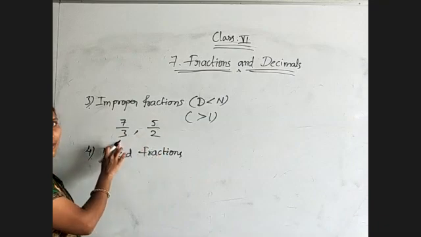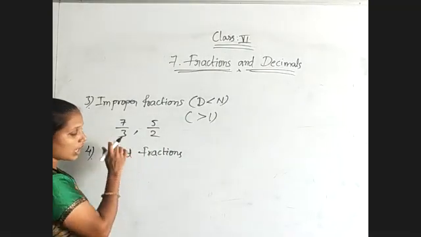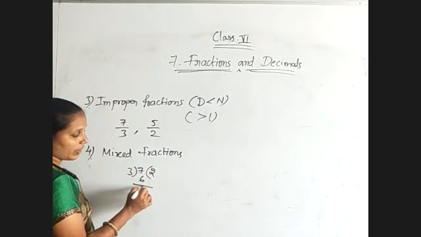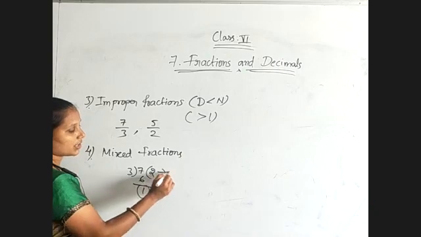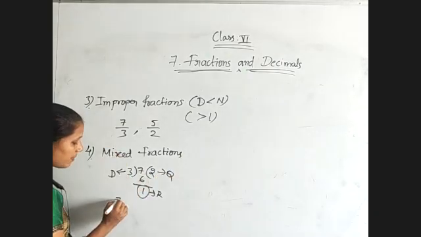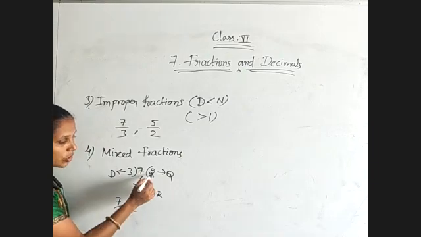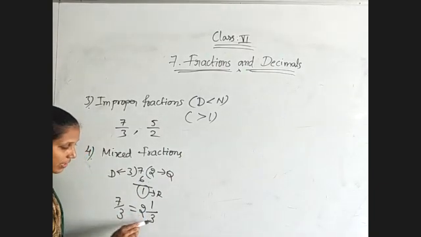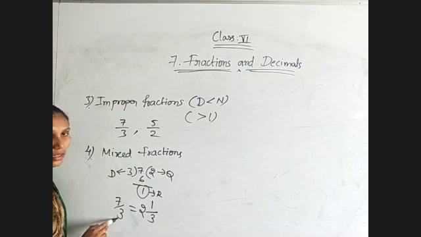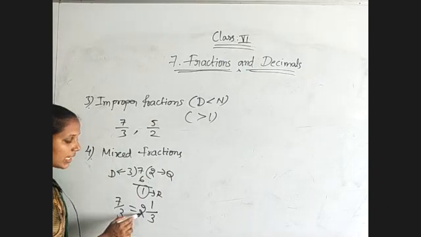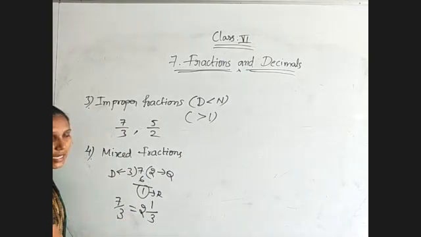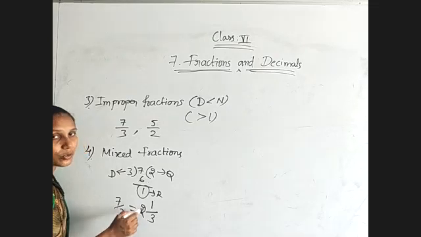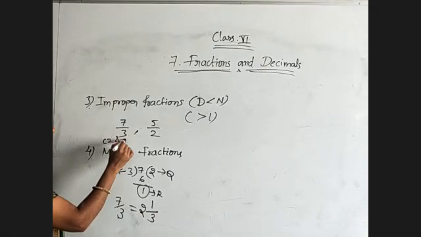Observe 7 by 3. I am converting it into a mixed fraction. Observe how we are converting. 3 2s are 6, 1 is the remainder. So quotient, remainder, divisor. That means 7 by 3 is equal to quotient 2, remainder 1 by 3: 2, 1 by 3. After the conversion, there is no change in the divisor, the denominator. Because it is lying between 2 and its successor, the next number, 3, 7 by 3 is lying between 2 and 3.